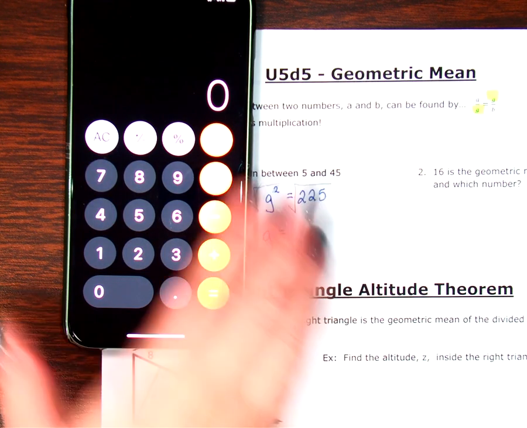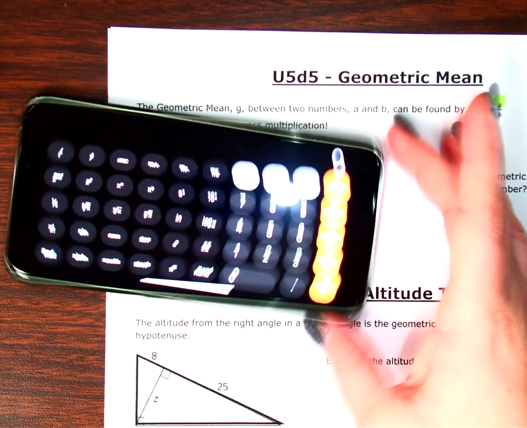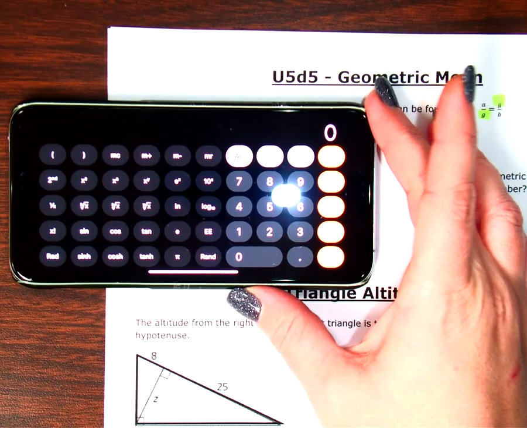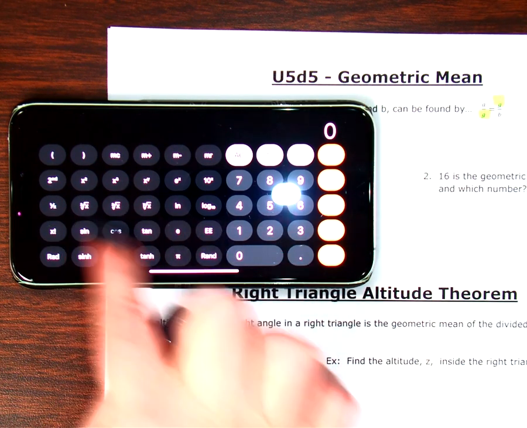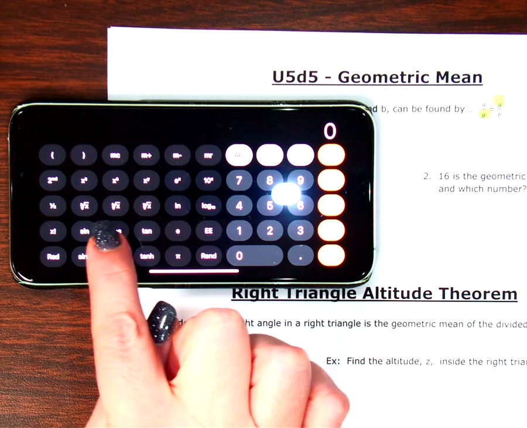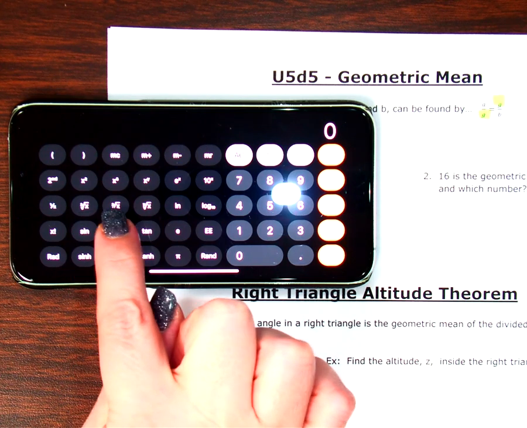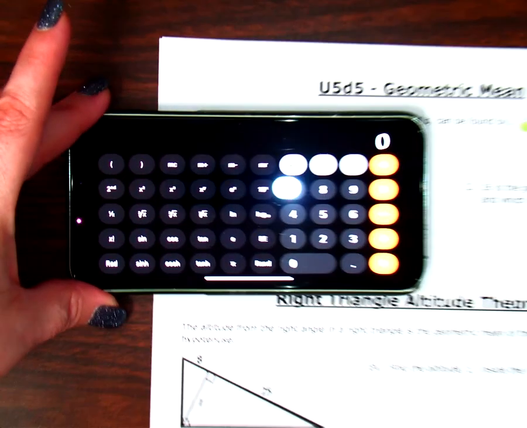So if I want the square root, I'm going to have to take my calculator and turn it sideways so that I can see the scientific portion of the calculator. Okay, I want the square root of 225. So I have three options that look like they have square root symbols on them. Let's see if I can zoom in on those.